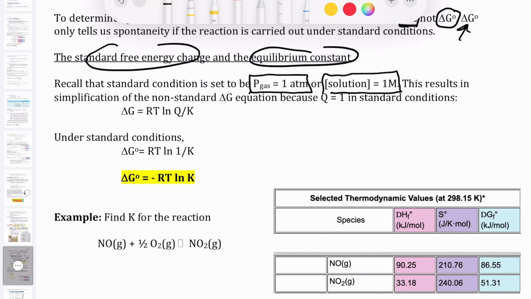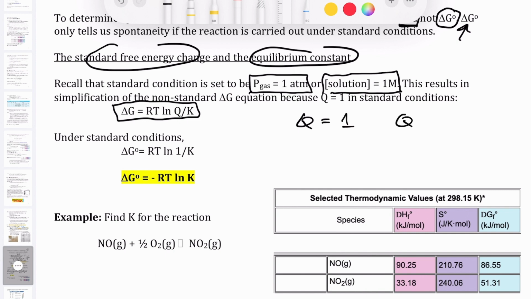These numbers are useful for us because if you look at that relationship between delta G and Q and K, which is delta G equals RT ln Q over K, if my reaction is under standard condition, that means my Q automatically is going to be 1. How do I get that?